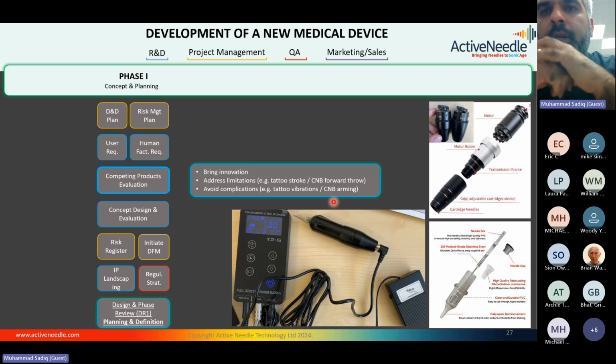Avoid complications. When it comes to medical devices, there are databases out there where you can look at any accidents that have happened with medical devices, any failures.